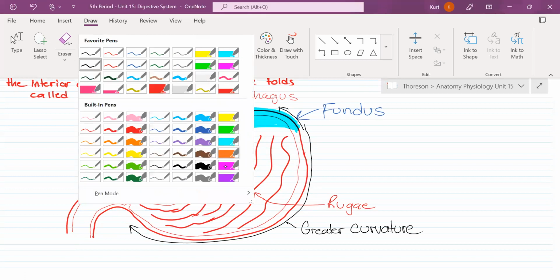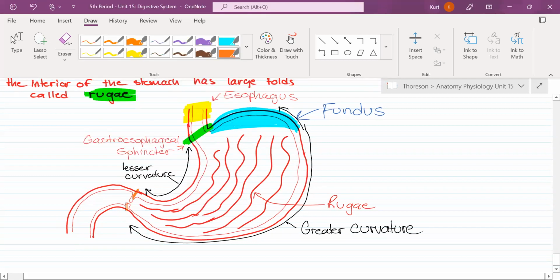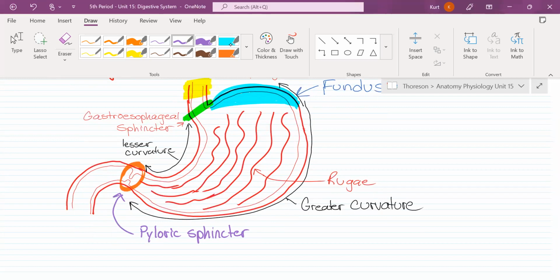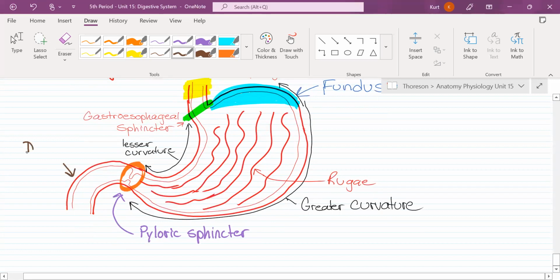Okay, a couple more. What sphincter is this called here at the end of your stomach that leads to your small intestine? That is the pyloric sphincter. That's what I had surgery on when I was 5 weeks old. And then last part, what is this portion of your small intestine that is the beginning of your small intestine? This is the duodenum.